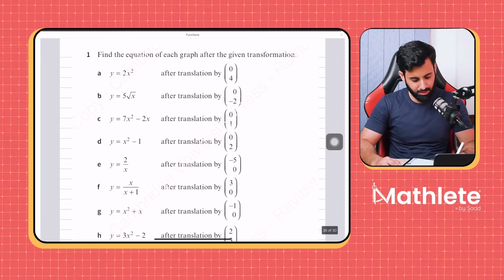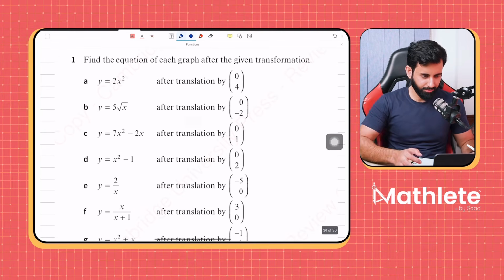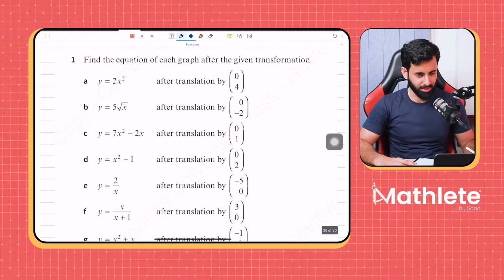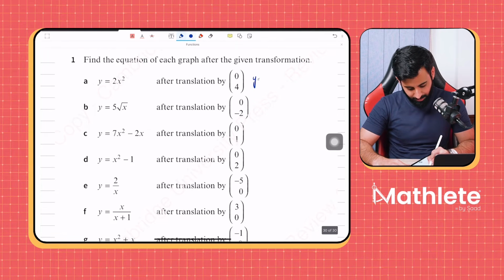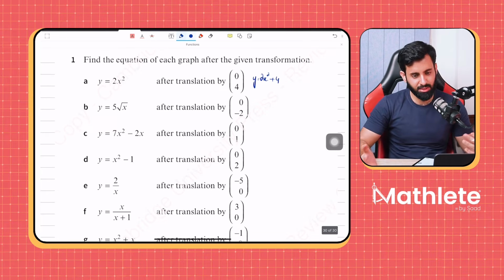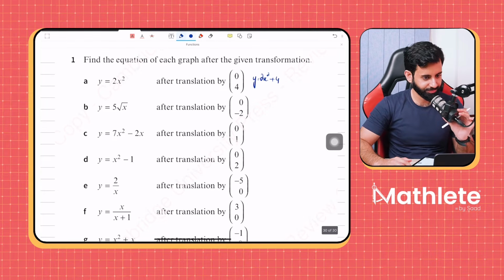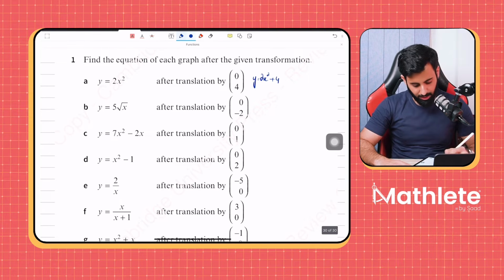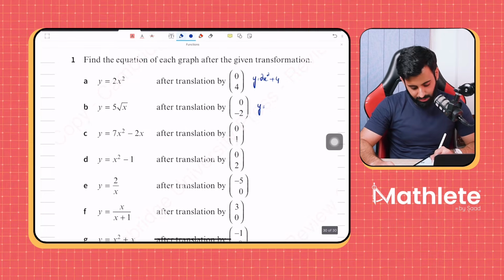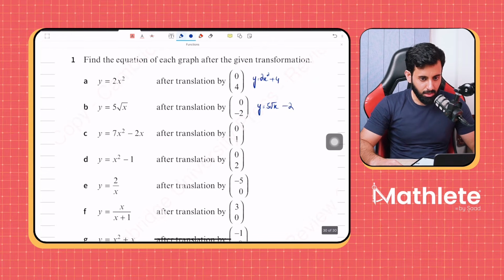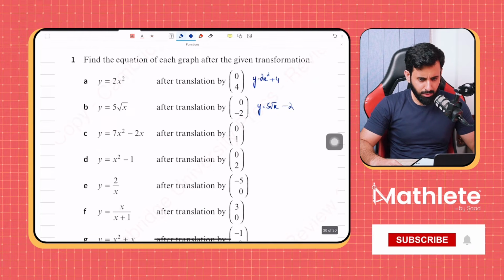Anyone would like to give me the answer to part A? You can unmute your mic and then answer if you find it difficult to type. Yeah, that is correct. y equals 2x squared plus 4. Again, because it's a vertical translation, things are pretty straightforward. Okay, what about part B? That's correct. y equals 5 root x minus 2.